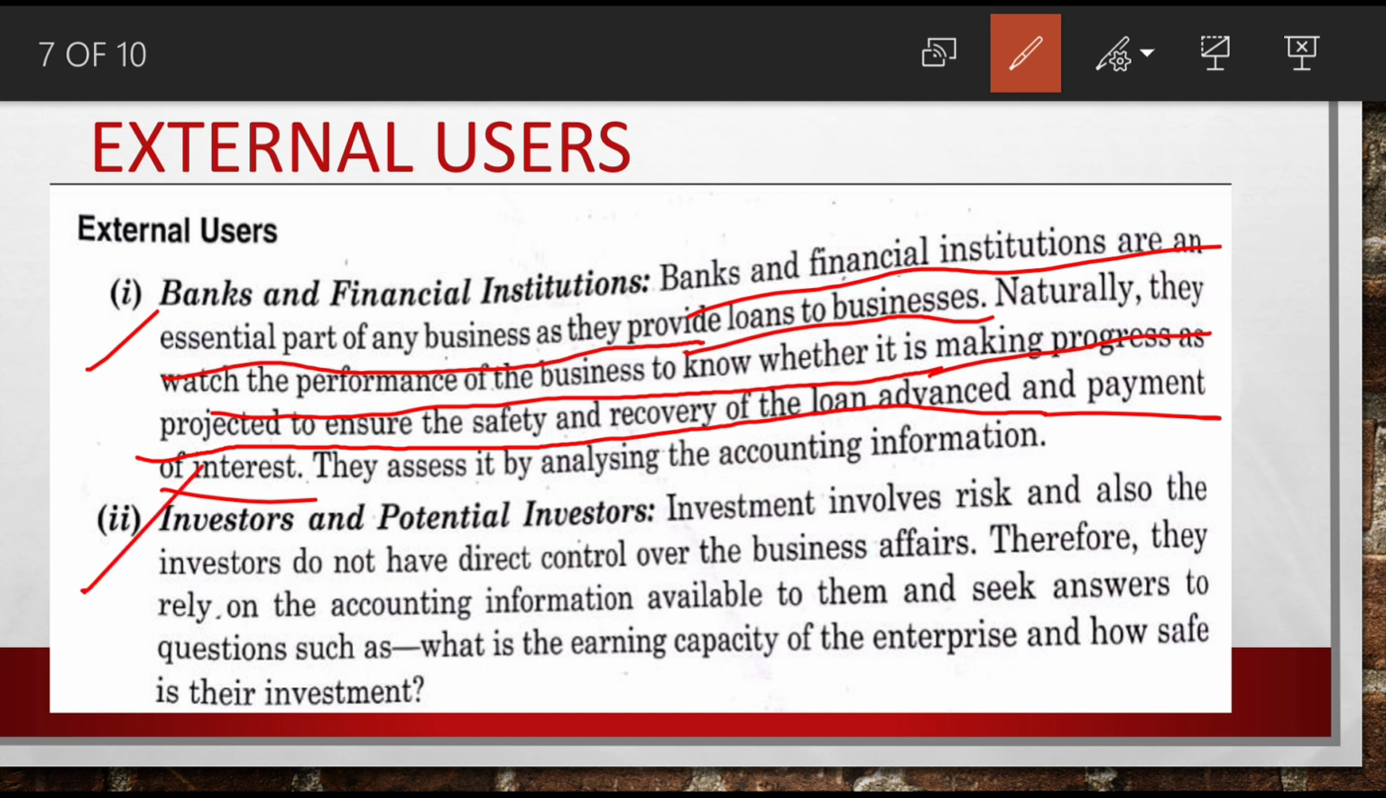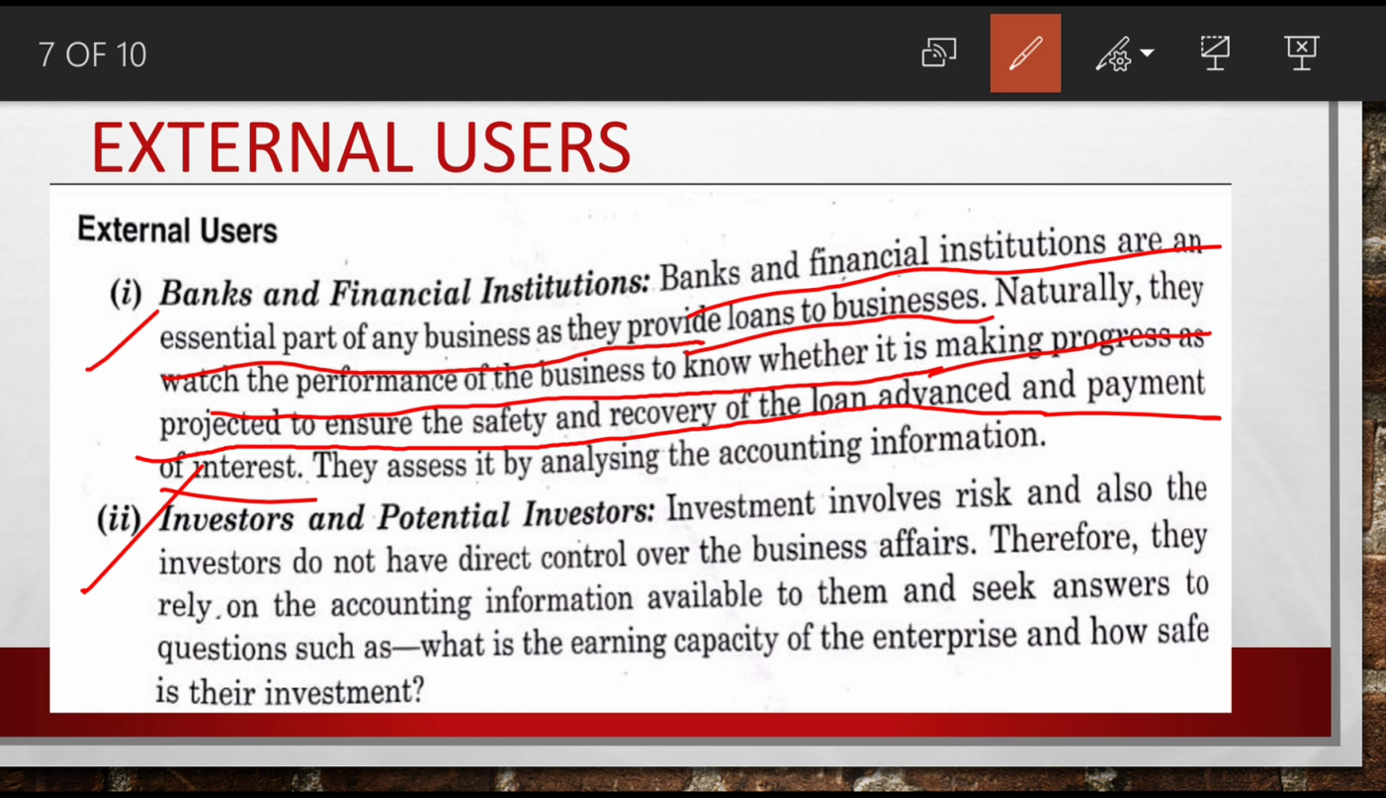The next one, the second external user, is investors and potential investors. In addition to the owner, in a partnership or company case, other investors are there. They are ready to invest their money in our business. If it is a profit-earning business, only then are the investors ready to invest their money in that business. First of all, they are demanding our financial statements, and on that basis only they will invest their money. So they also require this information.